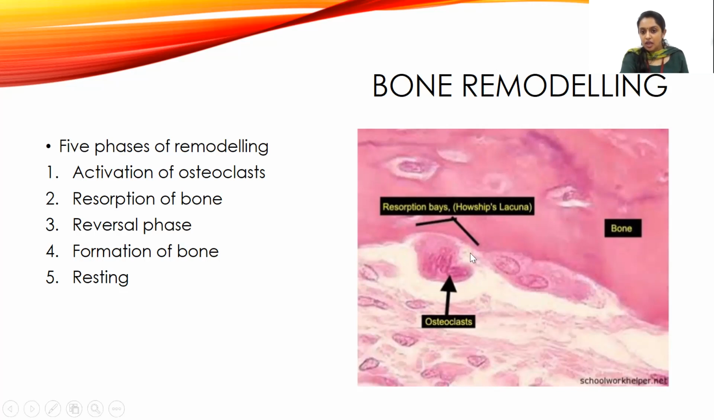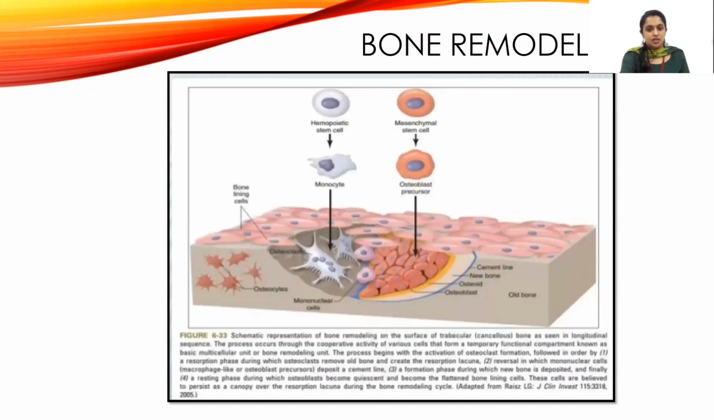Here you can identify the Howship's lacunae, or the resorption bays, and this is the bone, and osteoclasts play a very important role in bone remodeling. So this is what happens in alveolar bone remodeling. The process occurs through the cooperative action of different cells: the osteoblasts, the osteoclasts, the bone progenitor cells, and the bone lining cells, all of which play a very important role. This is a resorption phase during which the osteoclasts remove the old bone and create the resorption lacunae.